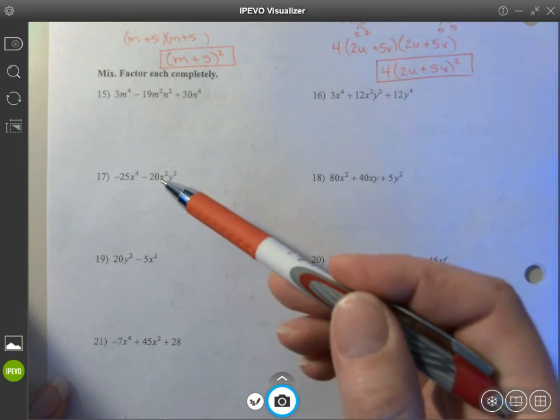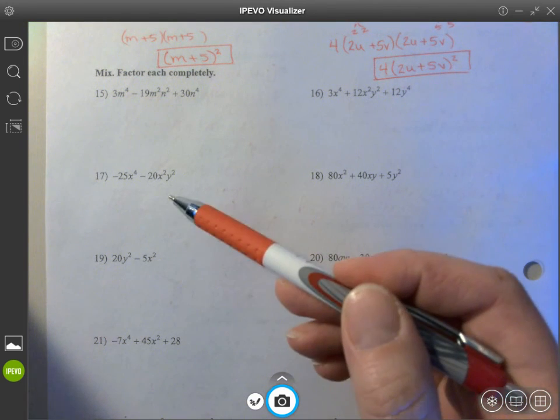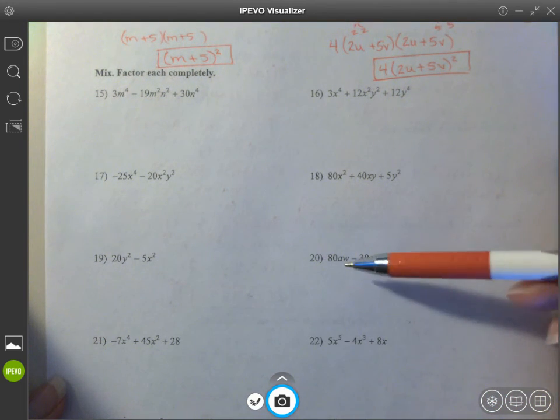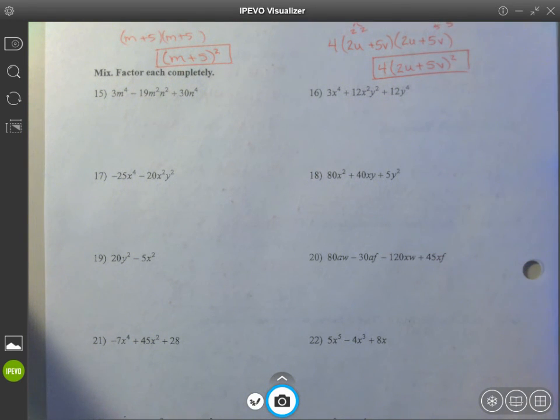If I have 2 terms, again, I'm looking for a GCF, and is it a difference of squares, or is it just a GCF? If I have 4 terms, always looking for a GCF, and then factor by grouping. So use your skills. Look for those perfect squares.